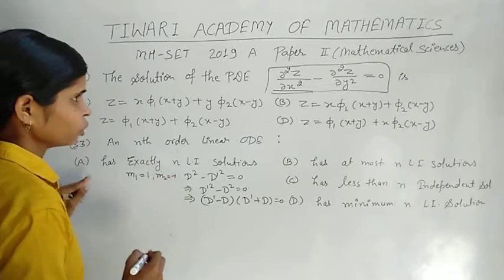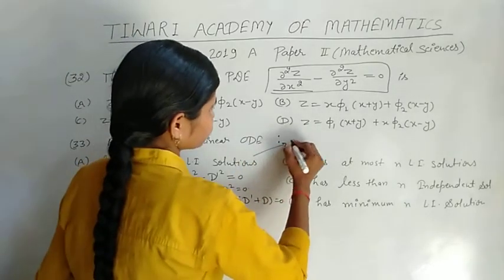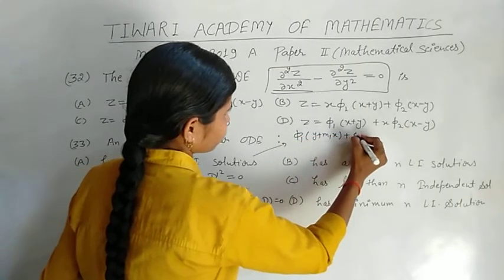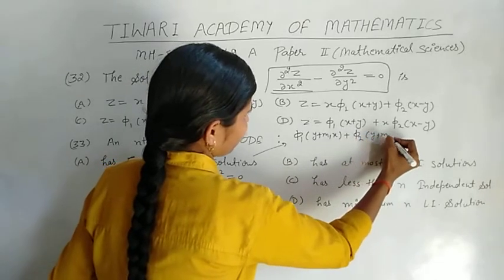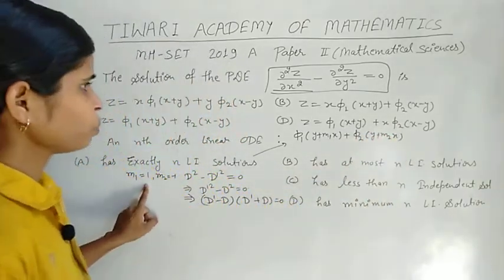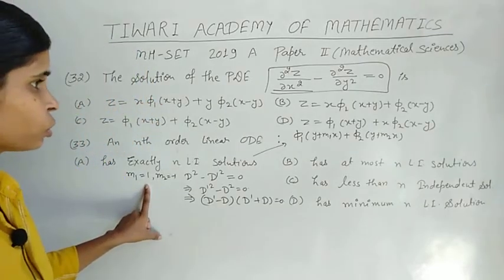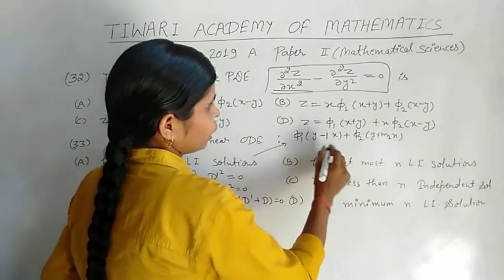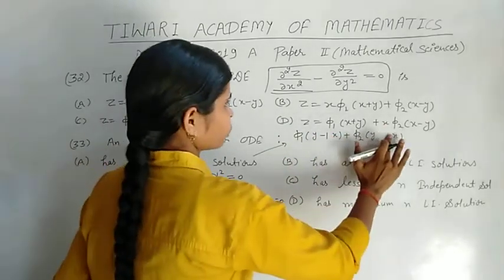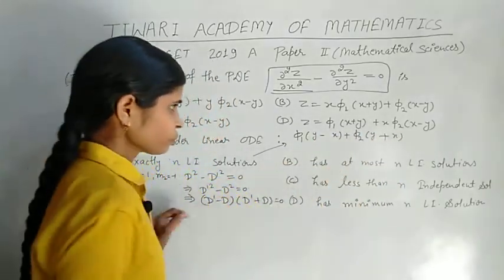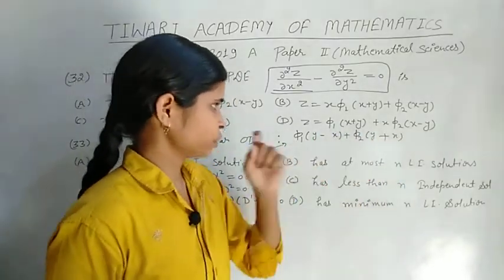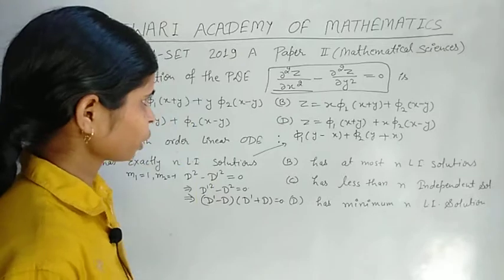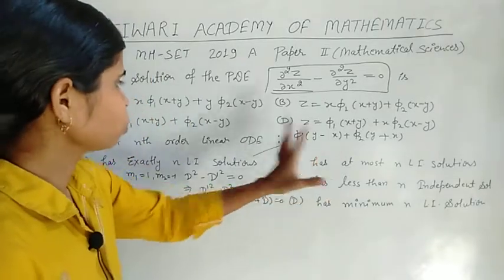So the solution is φ1(y + m1x) + φ2(y + m2x), where m1 = +1 and m2 = −1. So we replace m1 by −1 and m2 by +1. φ1 and φ2 can also be interchanged. There will be no change in the solution. Okay. We check which option is correct.